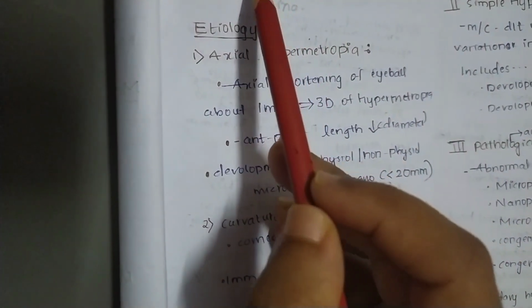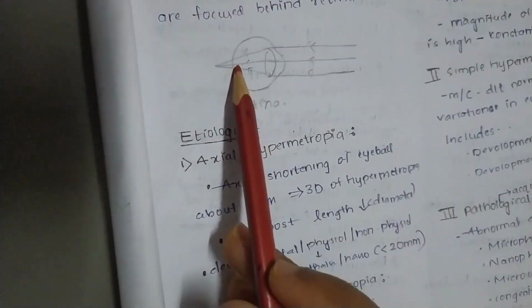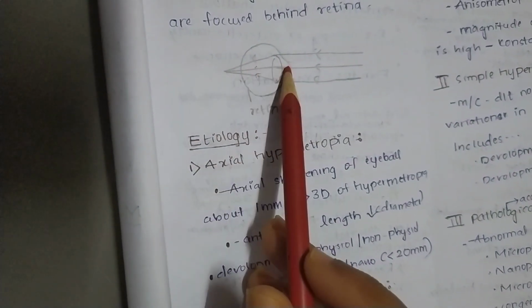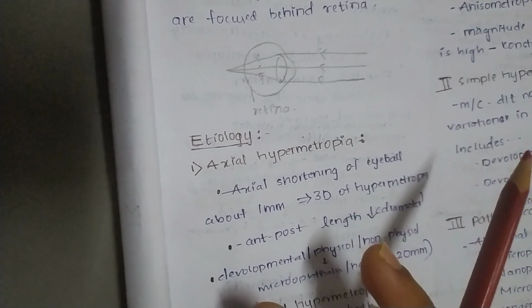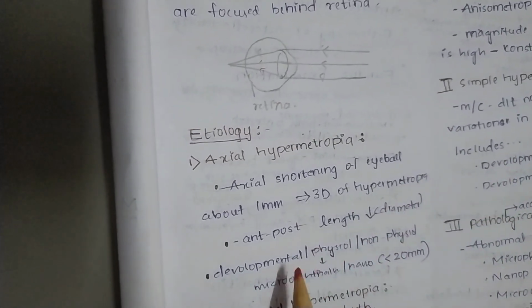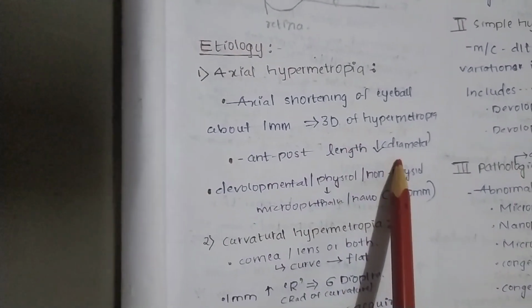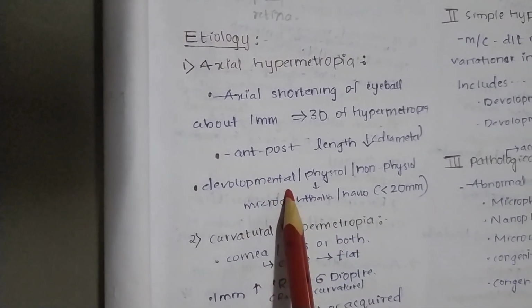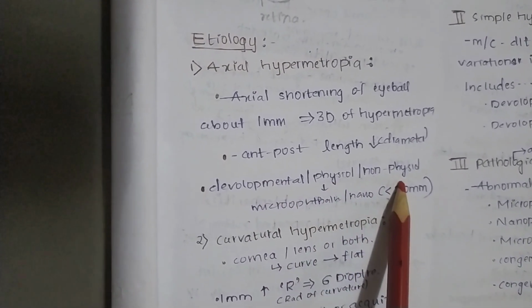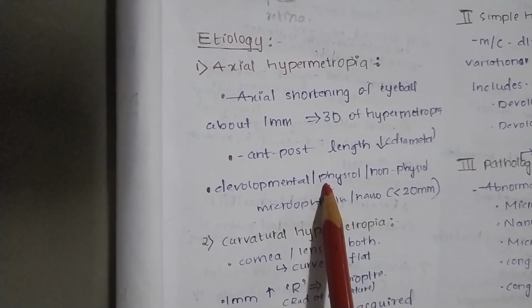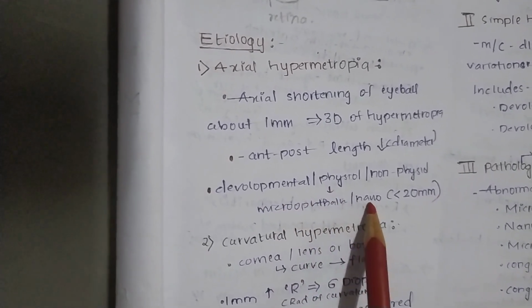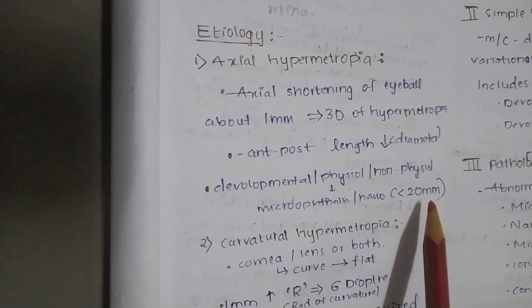Suppose this is the anterior posterior diameter of the eyeball. In these people, the anterior posterior diameter or length is shortened. It may be developmental, physiological or non-physiological. They are called micro-ophthalmia or nanophthalmia because their eyes are small.